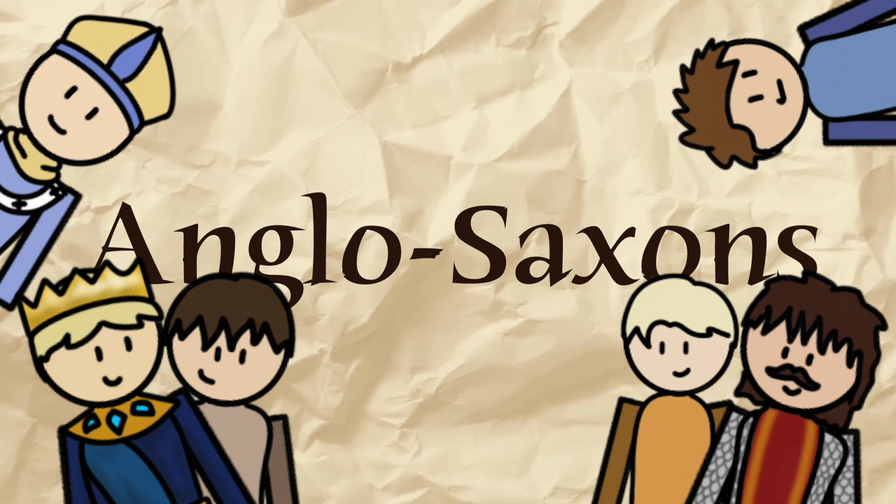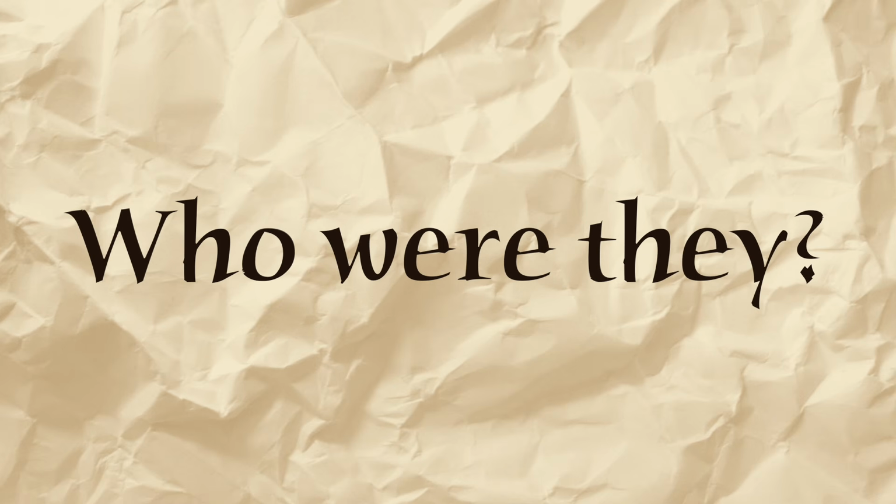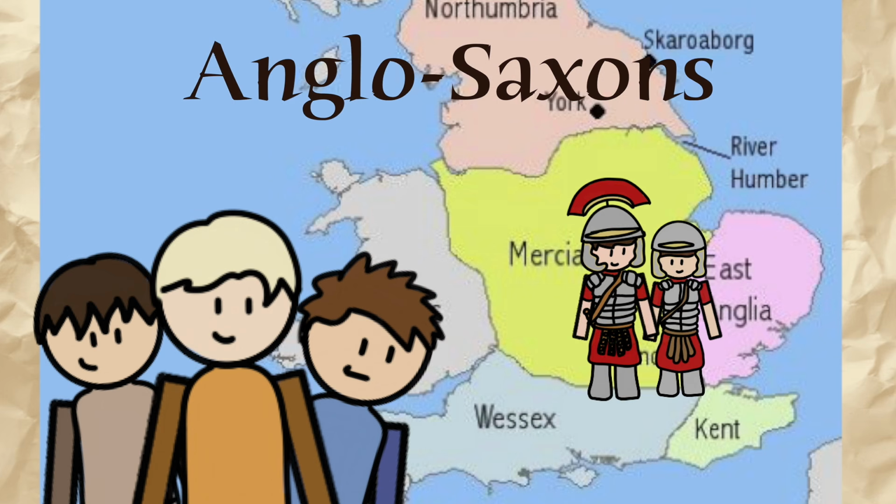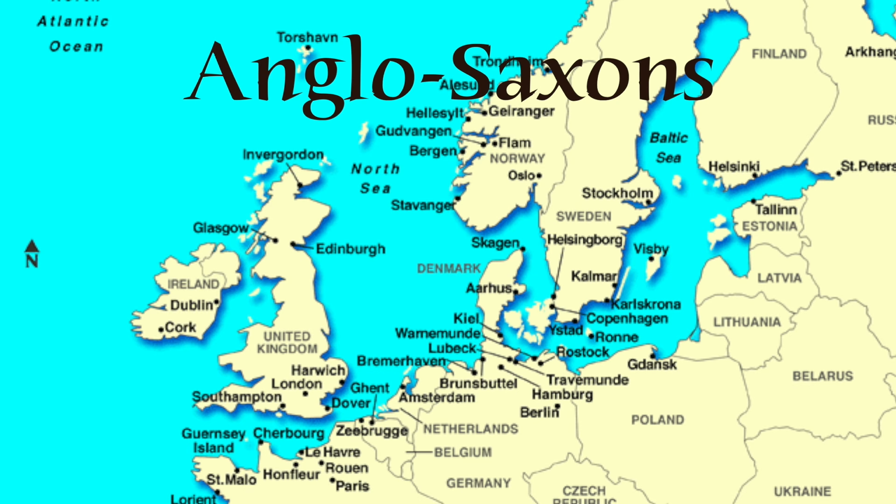The Anglo-Saxons. Let's lay the basics down. First of all, who were they? The Anglo-Saxons were the people who settled in England after the Romans left. They came from parts of what is now Germany, Belgium, and the Netherlands.